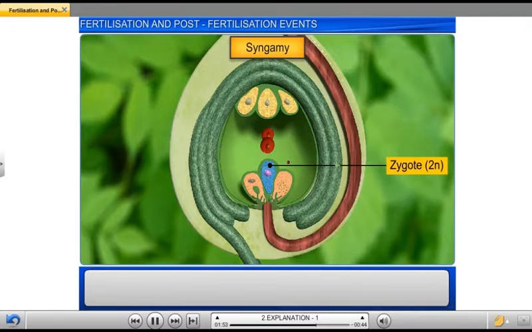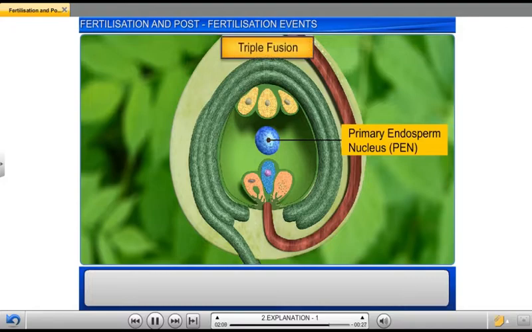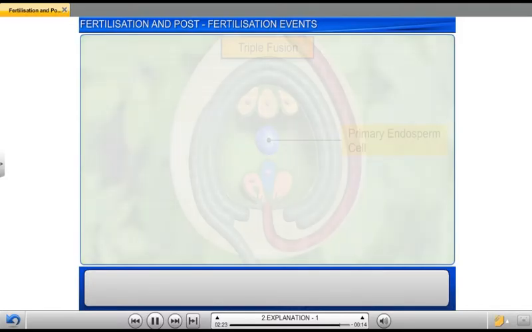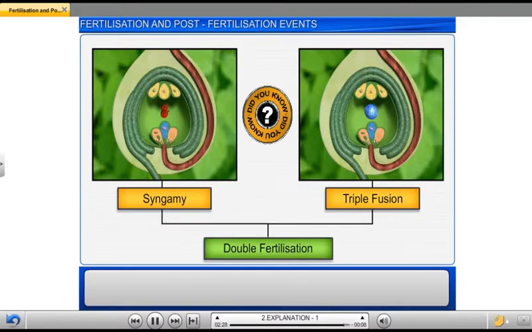Meanwhile, the other male gamete moves towards the 2 polar nuclei and fertilizes them to produce a triploid primary endosperm nucleus, or PEN. Incidentally, this fusion is known as triple fusion, as it involves the fusion of 3 haploid nuclei. After the triple fusion, the central cell is called the primary endosperm cell. Did you know that syngamy and triple fusion together represent double fertilization, a phenomenon unique to flowering plants?